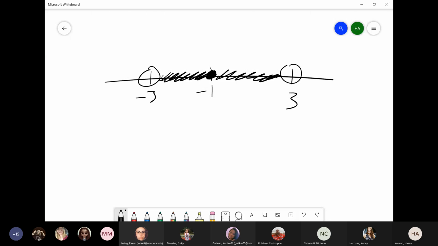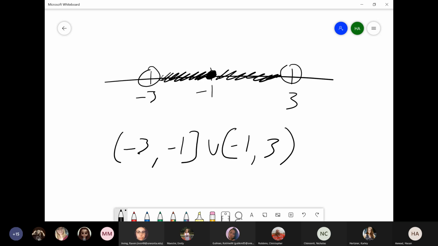Okay, this person, the student, put their final interval solution as from -3 to -1, union with -1 to 3. Okay, what is the problem with this? It's a small problem, but it's technically a problem.